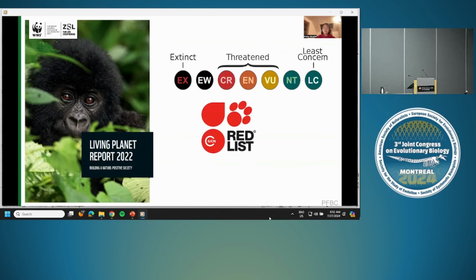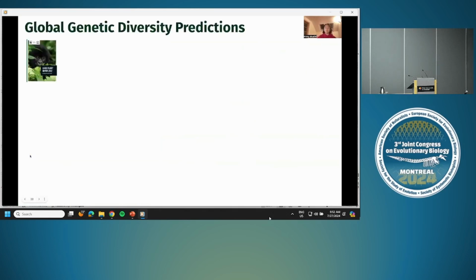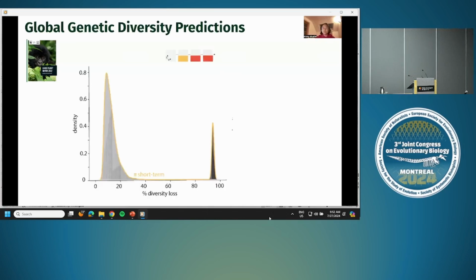For the interest of time, we'll just be focusing on using the Living Planet Index population size projections. First, if we utilize population size decreases as the proxy for habitat loss, we can then make estimates of genetic diversity loss. And for simplicity, we do this in just 2 time points, short and long term.